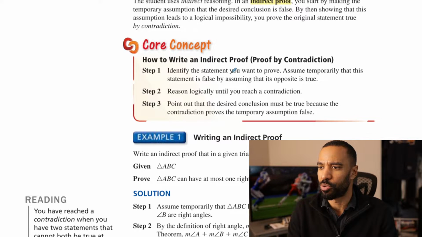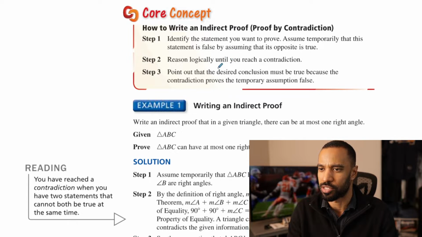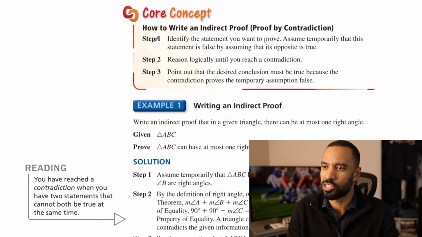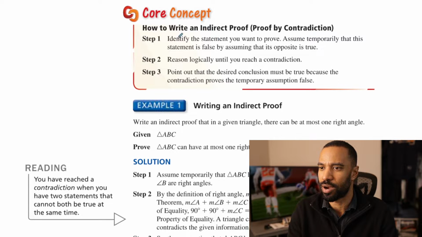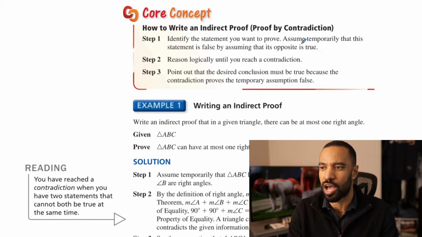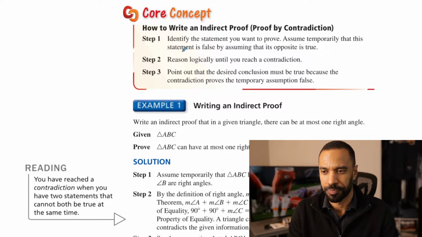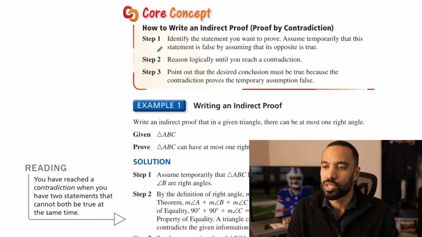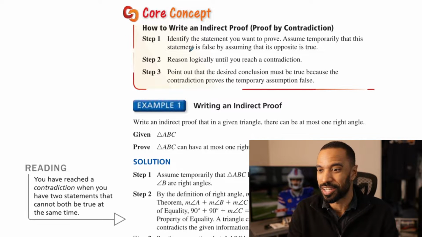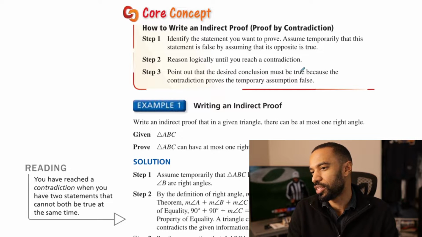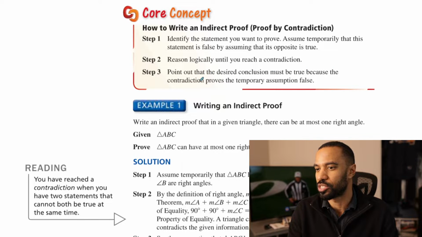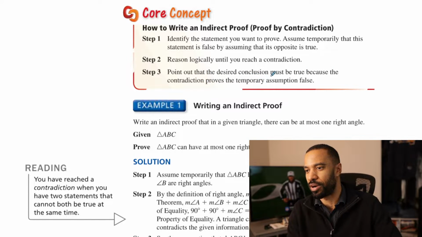So how to write an indirect proof, proof by contradiction. Let's practice this a little bit. Step 1, identify the statement you want to prove. Assume temporarily the statement is false by assuming that its opposite is true. Okay? Reason, hopefully they help us a little bit on a scenario. Otherwise, I don't know what I'm going to say. Reason logically until you reach a contradiction. Point out the desired conclusion must be true because the contradiction proves the temporary assumption is false.